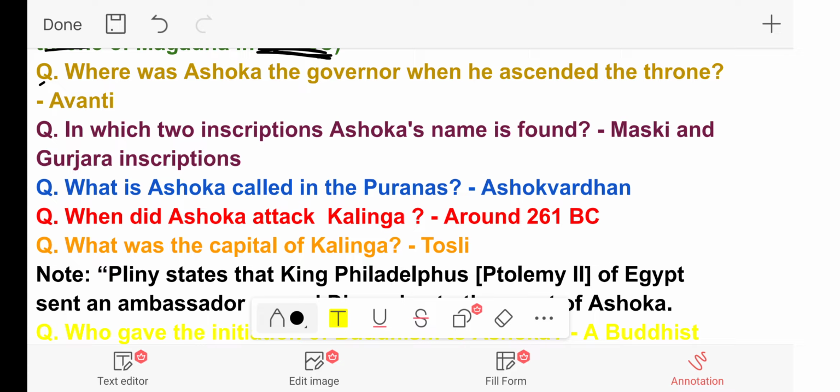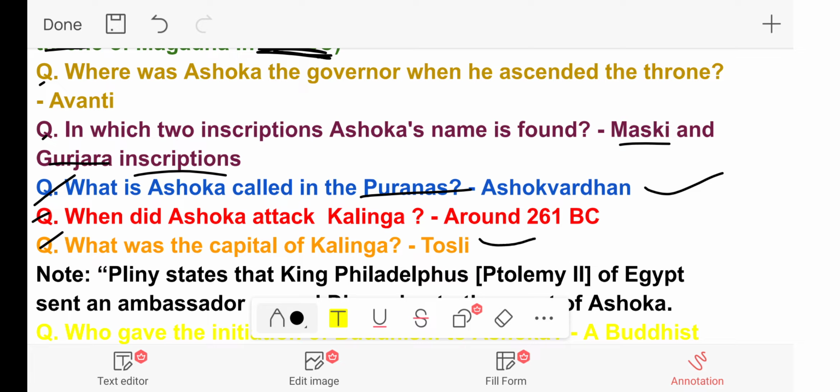Next question is, in which two inscriptions is Ashoka's name found? And the answer is Maski and Gujarra inscription. Next question is, what is Ashoka called in the Puranas? And the answer is Ashokavardhana. Next is, when did Ashoka attack Kalinga? So the answer is around 261 BC. What was the capital of Kalinga? The capital of Kalinga was Tosali.